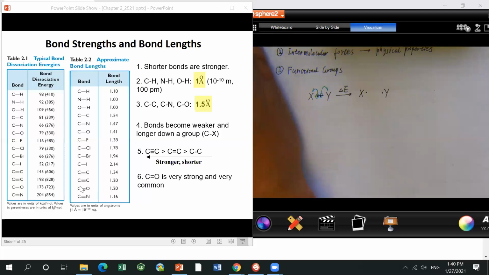173, and also pretty short. This C=O double bond we call the carbonyl functional group. We'll see it a lot in our organic chemistry, and it's a very common functional group with all kinds of reactions and different properties, which we will study later. So keep it in mind. Again, remember those two numbers, and for the others just remember the trends.